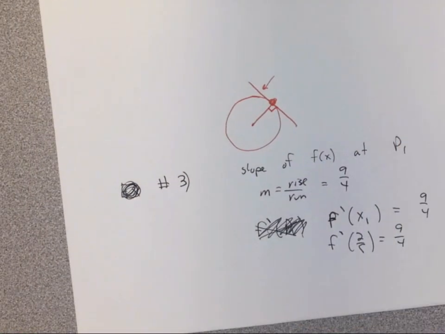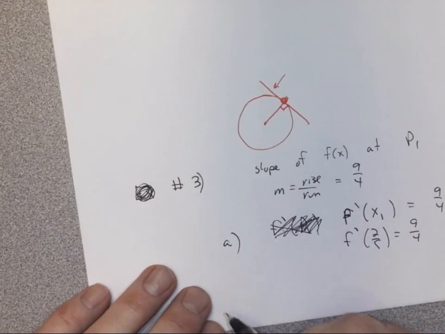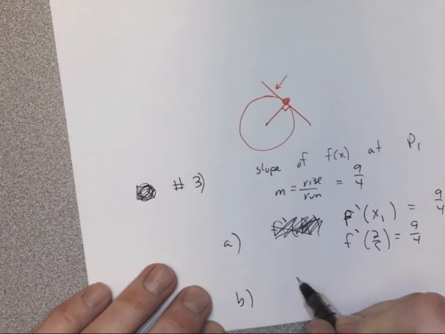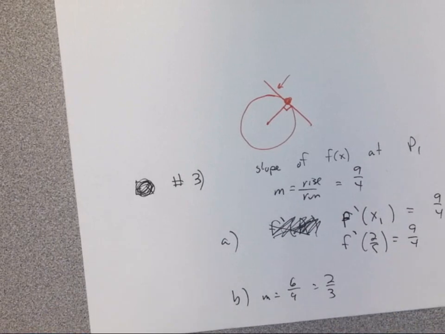Okay. So A, you have this. B is what I said, 6 over 9, which is about 2 over 3. So that's what they're looking for, the slope of the tangent line.